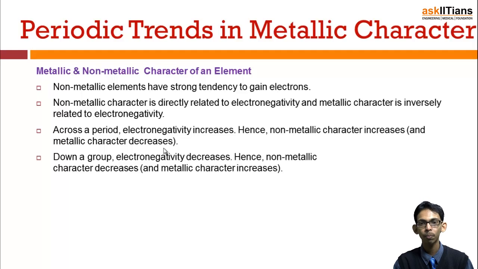That's why down the group non-metallic character decreases while metallic character increases, because of the increase in size, because of which they can easily donate electrons now. So down the group metallic character increases while non-metallic character decreases. Along the period metallic character decreases while non-metallic character increases.